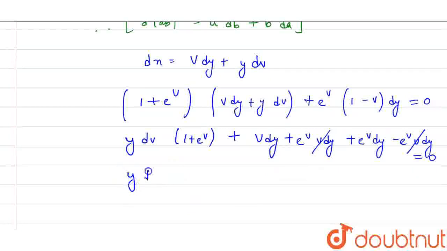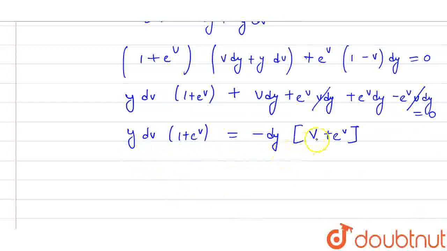We can write this as y dv multiplied by (1 + e^v), and if we take both these terms to this side and take dy common, this equals minus dy common, so we get (v + e^v). Now if we take y to this side and this term to this side, we get (1 + e^v) divided by (v + e^v) dv equals minus dy divided by y.